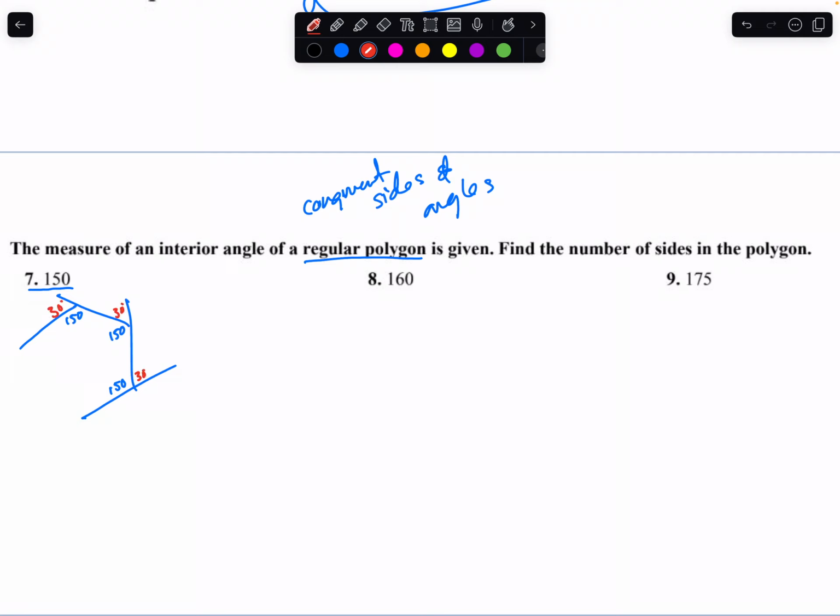Can I figure out how many sides this polygon will have if the outside is 30 degrees each? Of course. I take 360 degrees and I can divide it by the measure of each angle. If each angle measures 30 degrees, I take 360 divided by 30, and I get 12. This polygon has 12 sides.